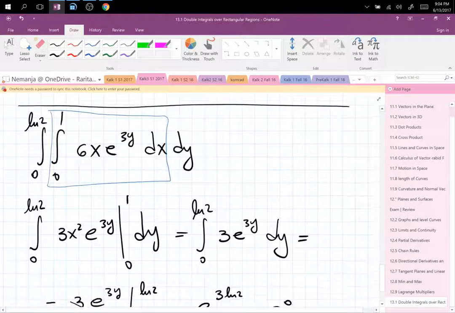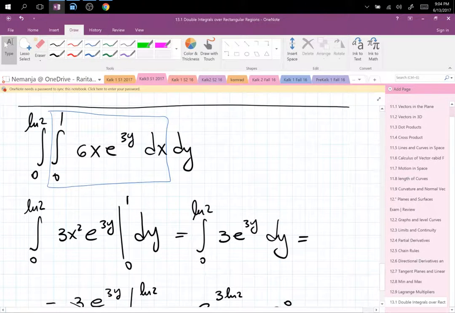Go back. When we are faced with a double integral or triple, for that matter, the first integral you have to solve is the one in the middle, making sure you have your dx over there. Now, you integrate in respect to x. That means that y's are constant. Therefore, we copy e to the 3y because we are integrating x.